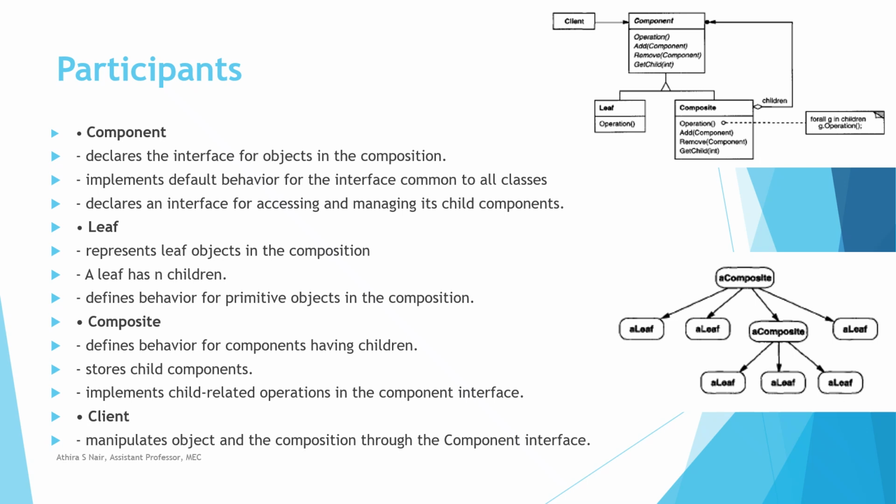The client manipulates objects in the composition through the component interface. So clients use the component class interface to interact with objects in the composite structure. If the recipient is a leaf, then the request is handled directly. If the recipient is a composite, then it usually forwards requests to its child components and performs additional operations before and/or after forwarding.